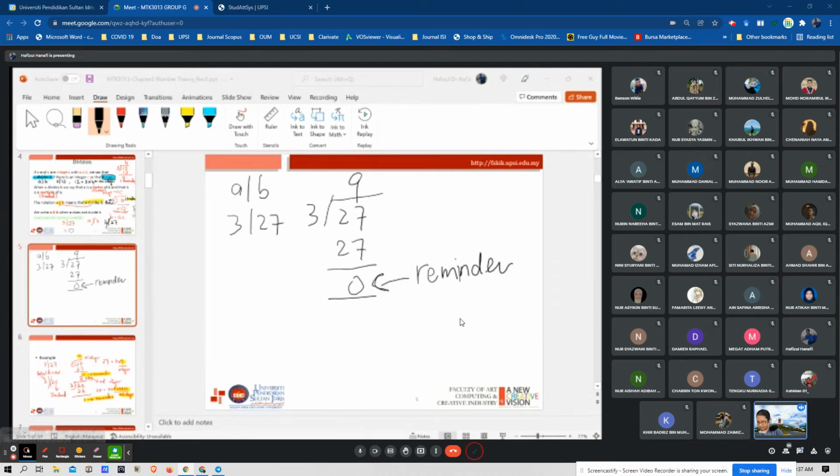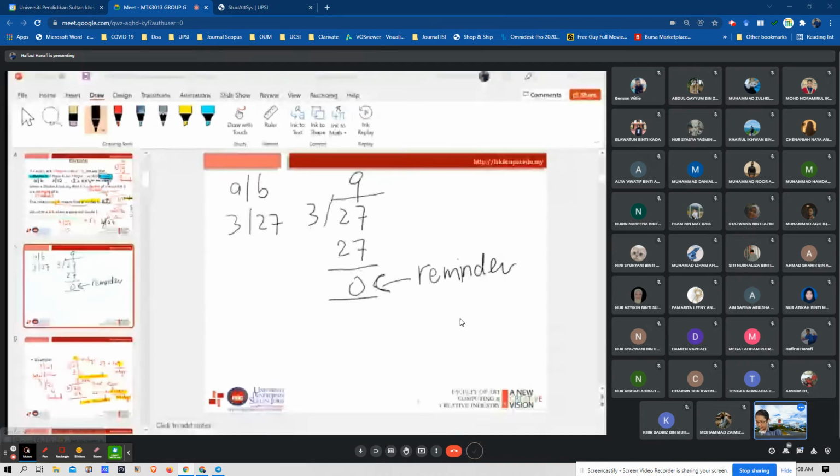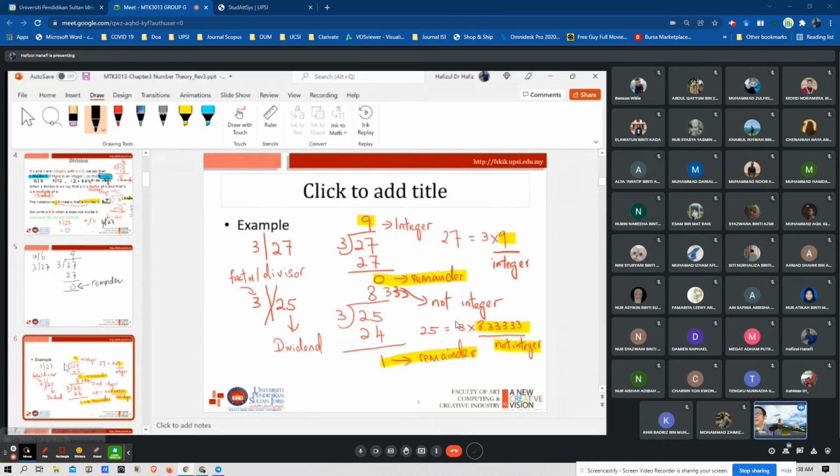This one is the division algorithm. Basically, when you have a remainder, it need not be said that it can be divided by B. This one is a factor and a divisor.